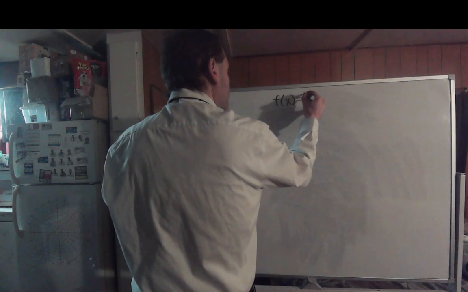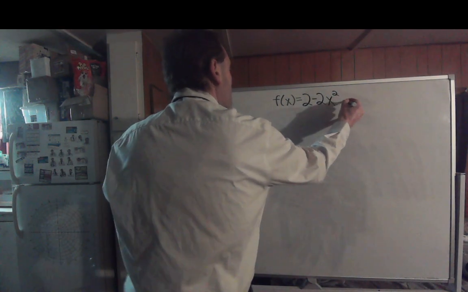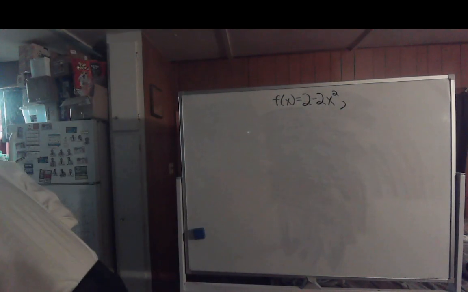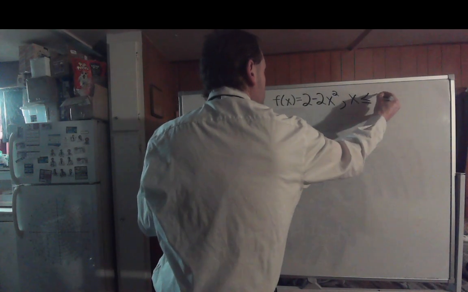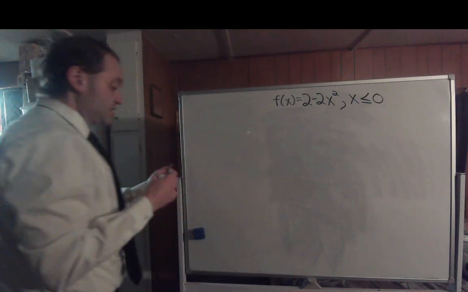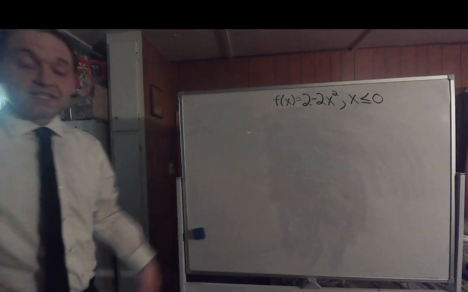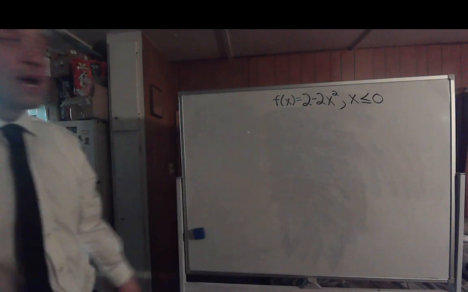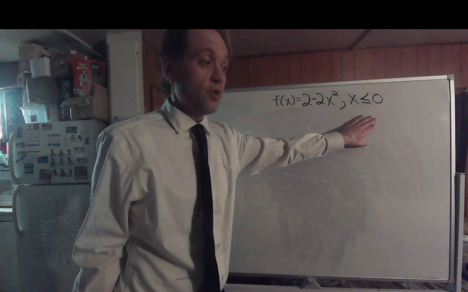f of x equals 2 minus 2x squared, where x is less than or equal to 0. So very interesting. We have a quadratic function which by itself would not be 1-to-1. However, we've restricted the domain to where x is less than or equal to 0.